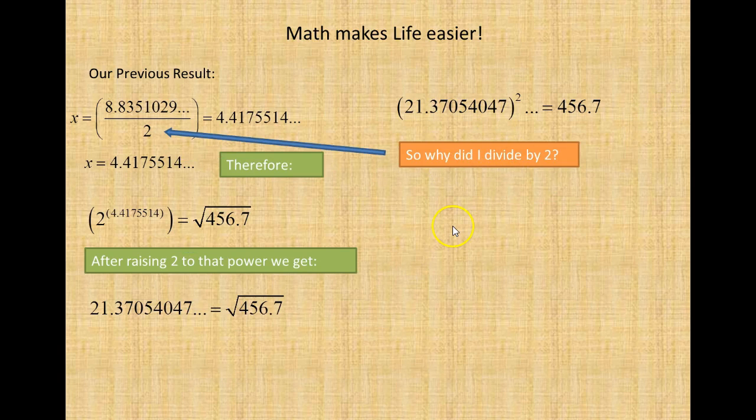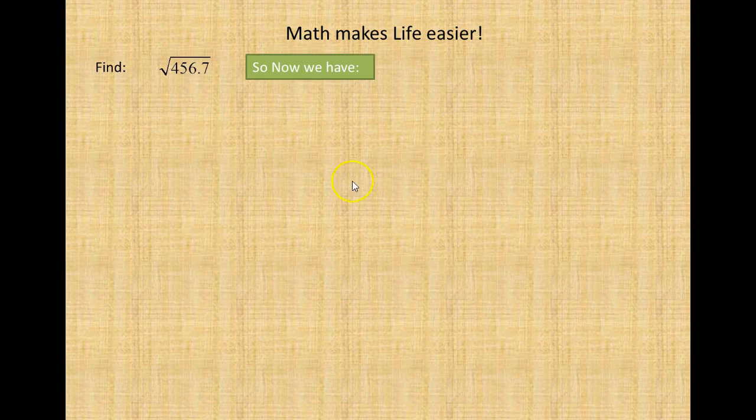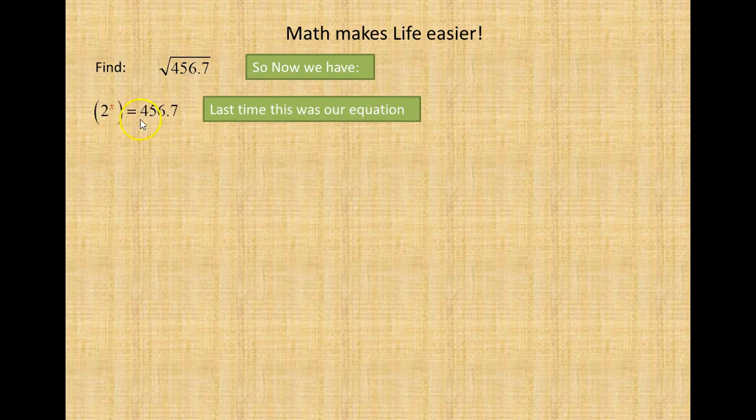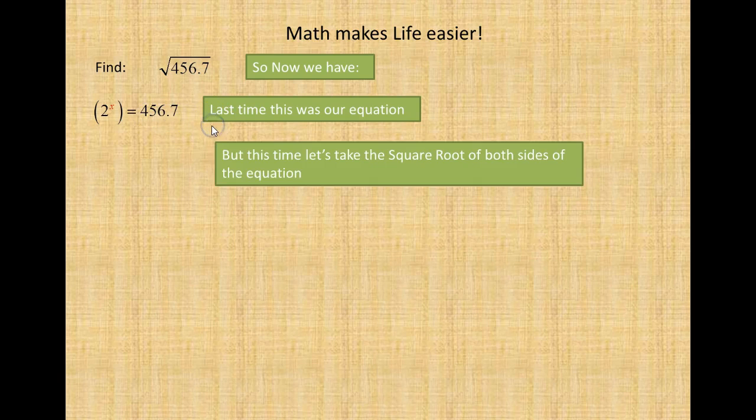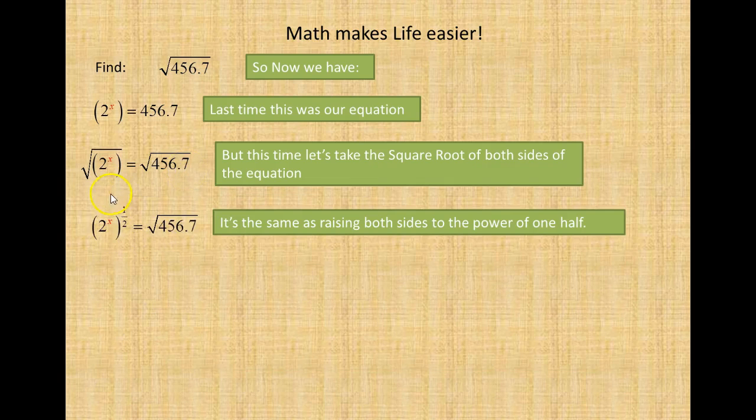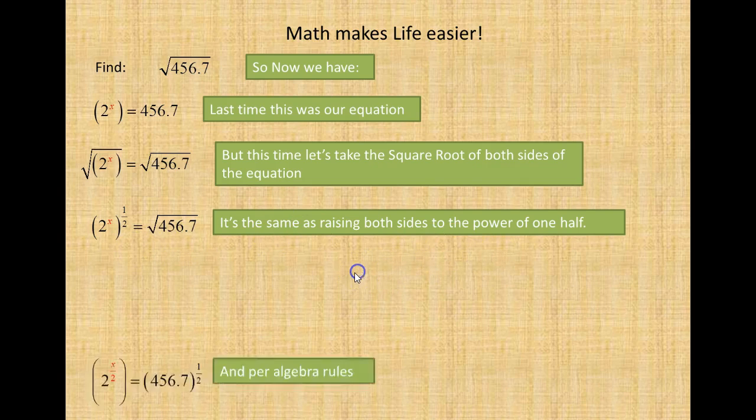So why did I divide by 2? Well, I'm going to show you that. Let's investigate that. You remember last time I said 2 raised to the power of x is equal to 456.7. That's what I did before. But this time, let's take the square root of both sides of this equation. Now, the square root is really equal to raising to the power of 1/2. So it's the same as raising both sides to the power of 1/2.